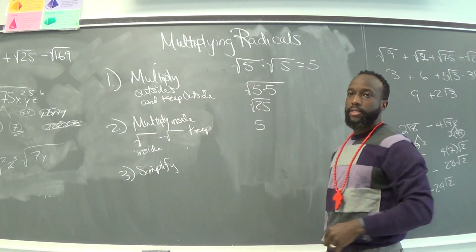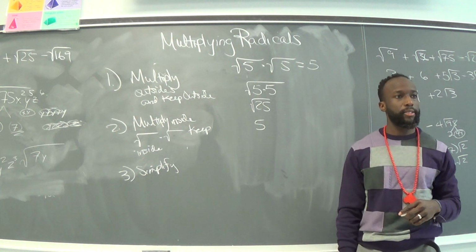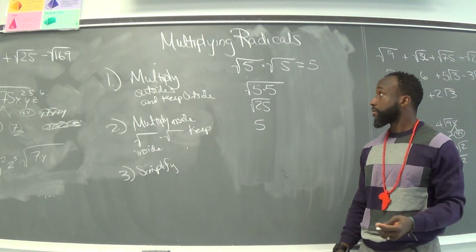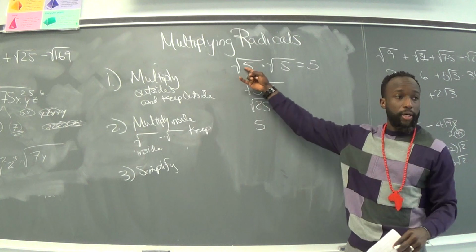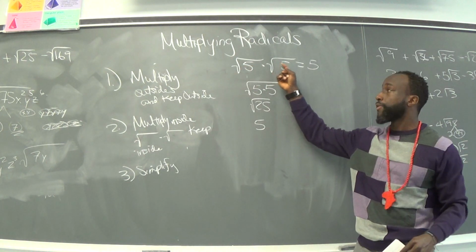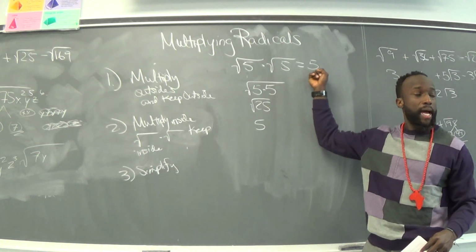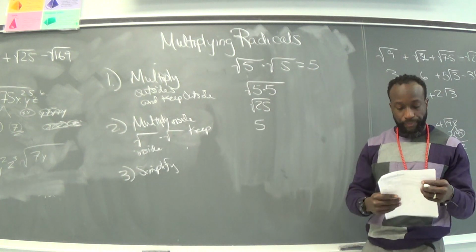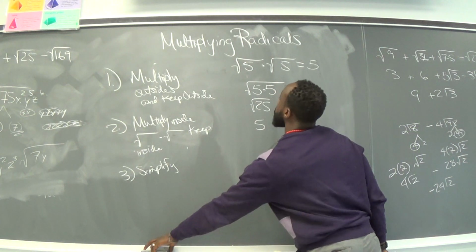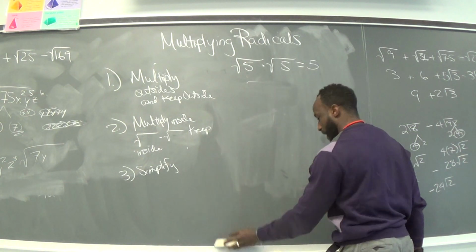What do you notice about this? Just look at this. They're all 5s, right? So if you multiply the same radicals by itself, you get the number that's inside there. So that's a quick rule. You see the square root of 5 times the square root of 5 equals 5.